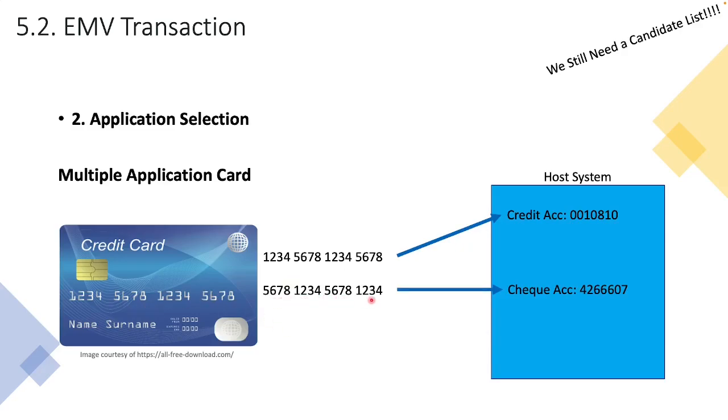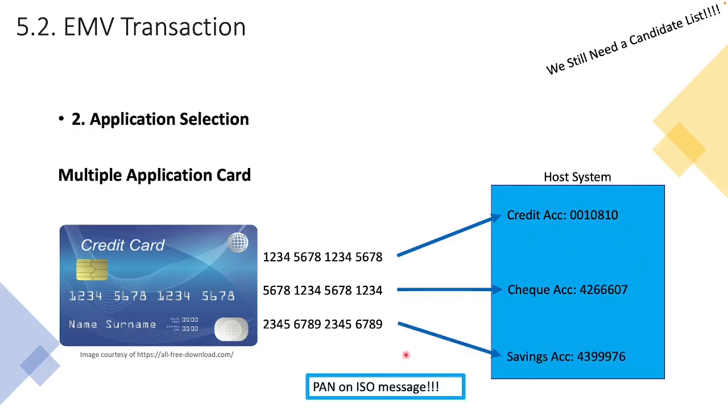Right. Then we spoke about that second virtual application with a PAN of 56781234 5678 1234, and that could relate to a separate account, a check account 426607. And this also resides on the host system as a separate account from the original credit account. And then you'd have a third one, and the same principle, it relates to a different account. If you look at the example I'm using here, you've got the first card, the credit card, the second virtual card is a check card, and the third virtual card is a debit card. It transacts against a savings account.